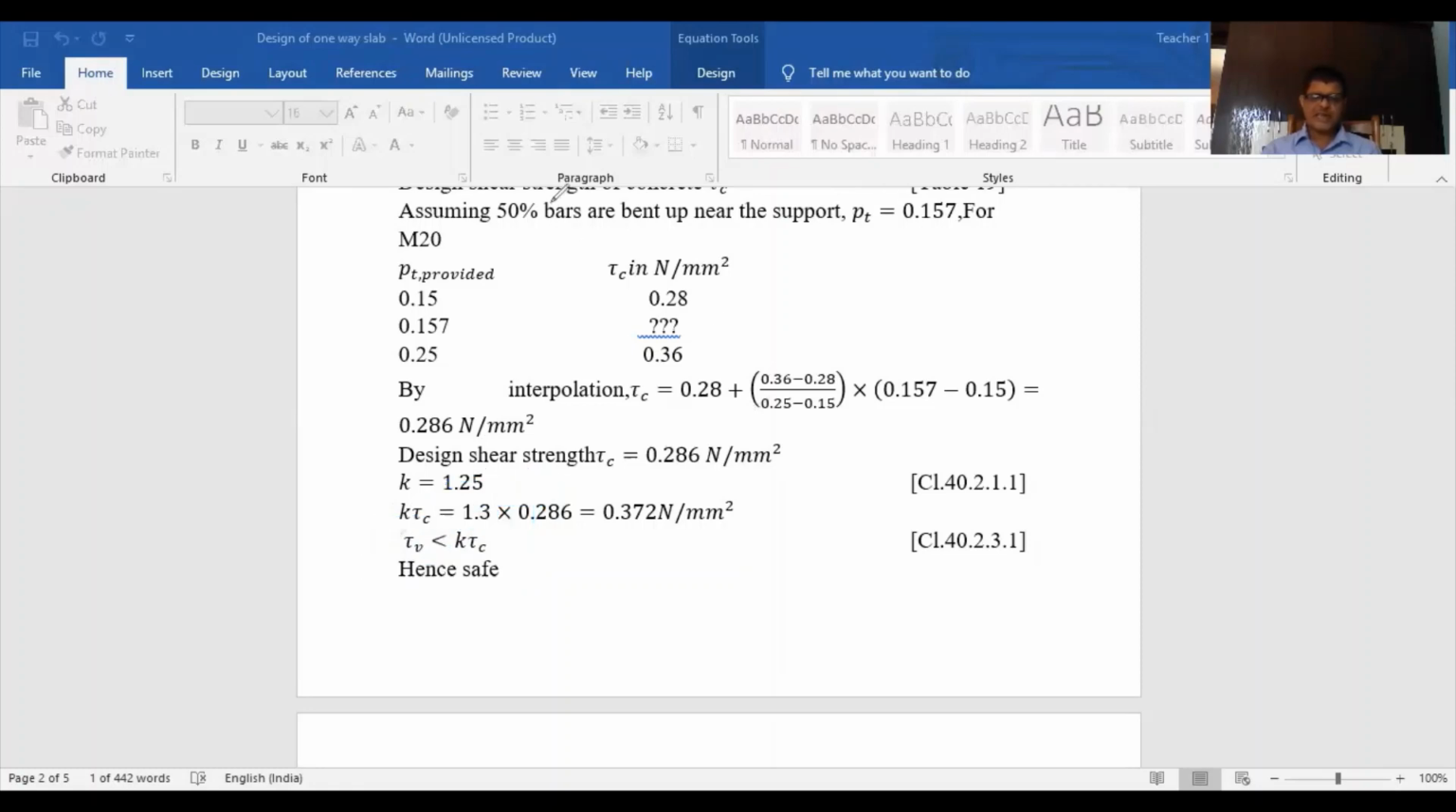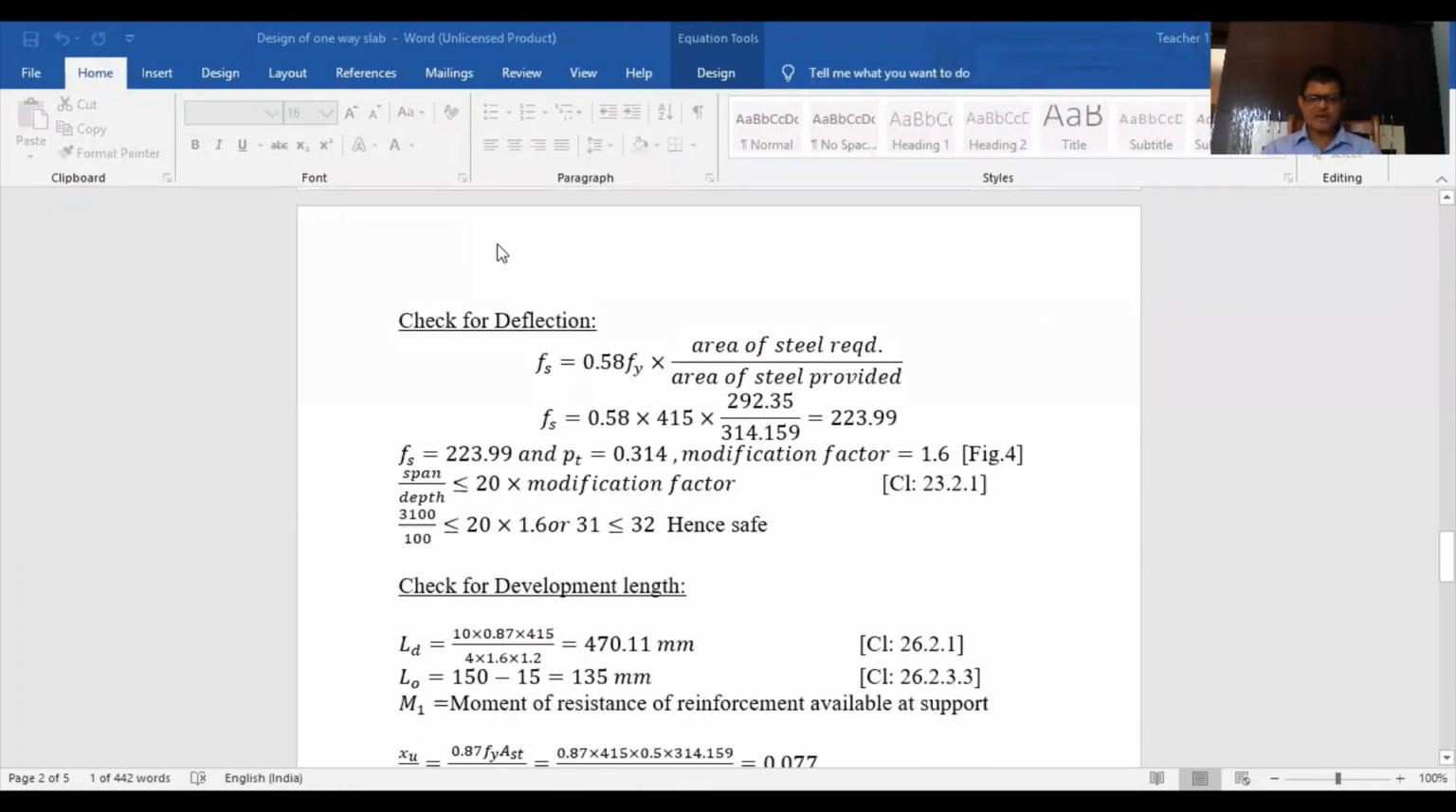So once you do the shear design, then you check for deflection and check for development length. So check for deflection, in a similar way as we have done for beams. Find your stress in steel, 0.58 Fy into area of steel required by area of steel provided. Go to these clause numbers, figure 4 and clause 23.2.1, maybe in page number 37, 38, you can see, and find similarly the FS value, PT value.